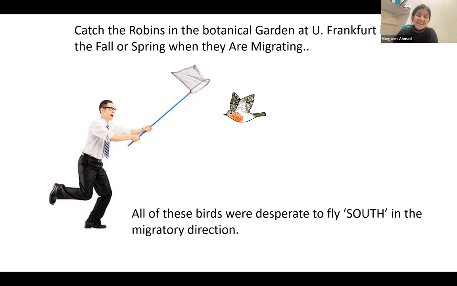And these birds are, of course, in the middle of the spring or the fall migration. So all of the birds that they catch at these times of the year are desperate either to fly north, if it is spring, they want to fly north, fall, they want to fly south. That's called the magnetic field direction. So that's an innate property. And they absolutely catch these robins in order to study magnetic field effects. Next slide.